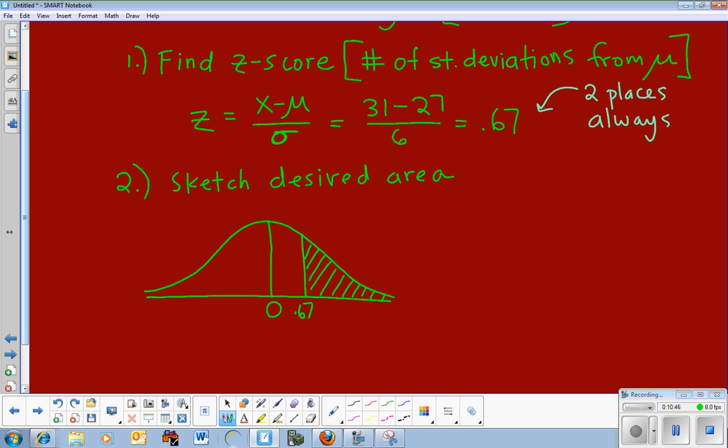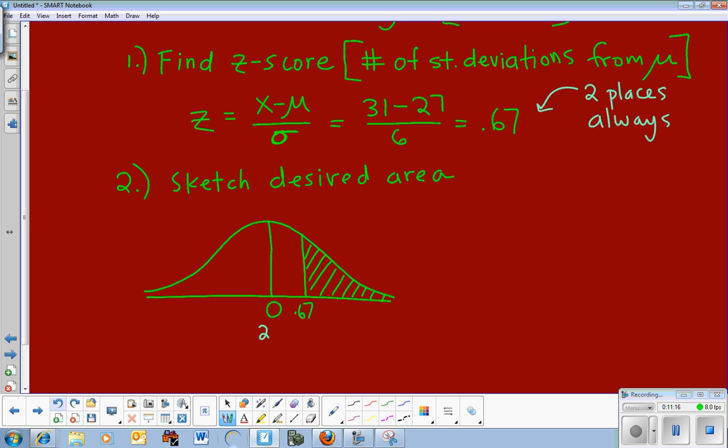Saying what percentage are above a z-score of 0.67 is the exact same thing as saying, if that's 27 and that's 31, what percentage are above 31. It's just that now we're standardized. I don't have a chart to go to for catfish. I do have a chart for standardized lengths. So let's look at that chart. I want all of the area to the right of 0.67.